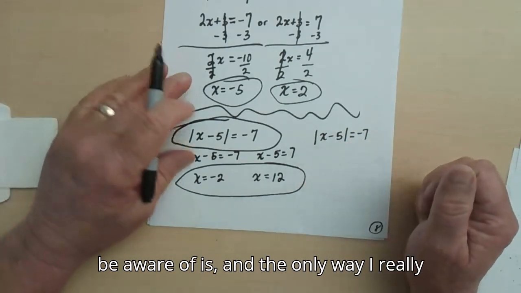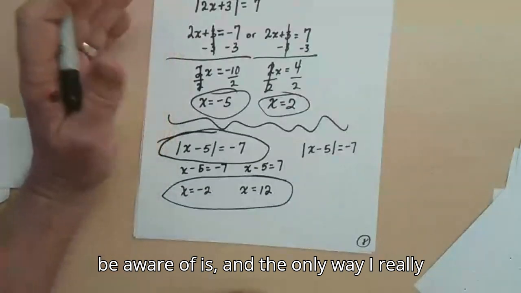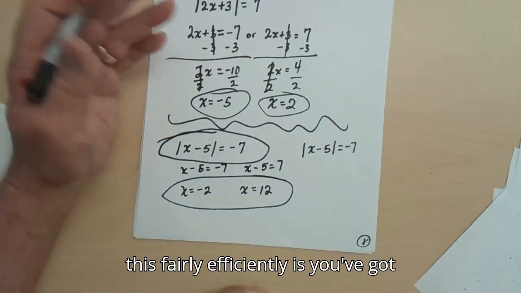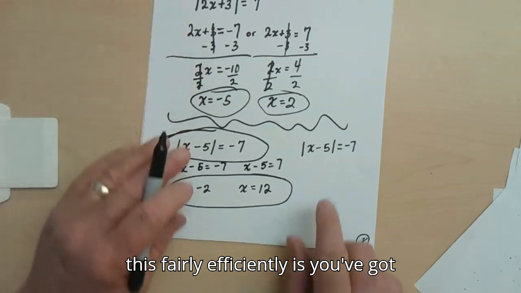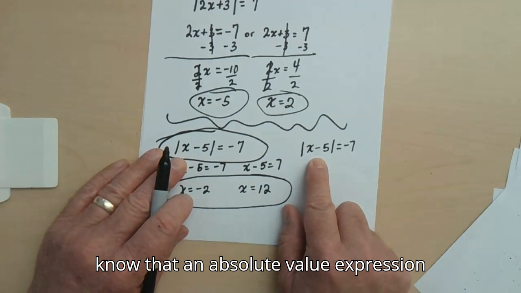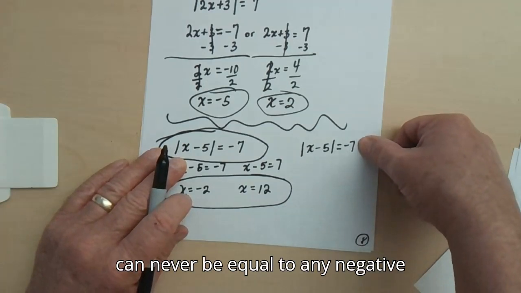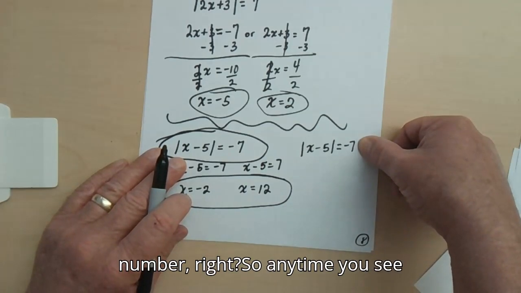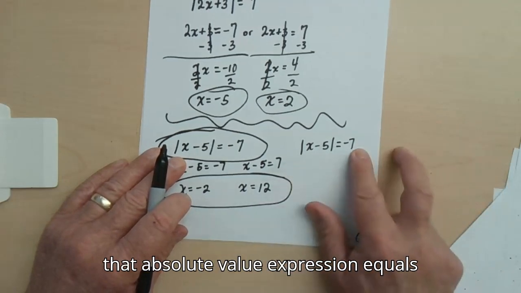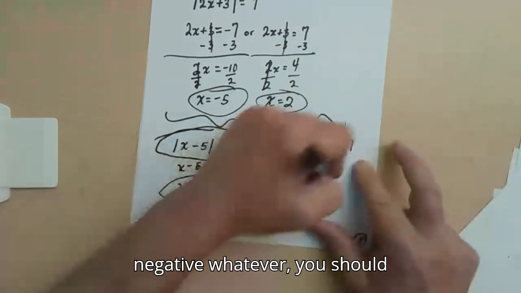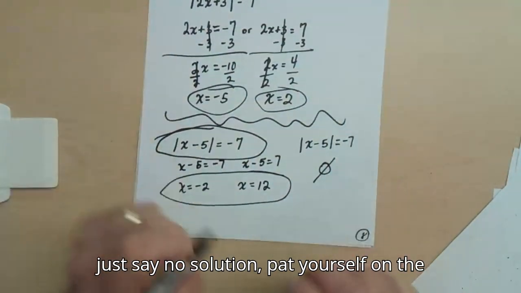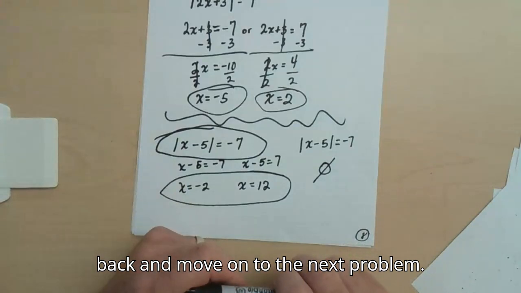What you've got to be aware of is, and the only way I really know for you to do this fairly efficiently is you've got to be paying attention, and you've got to know that an absolute value expression can never be equal to any negative number, right? So anytime you see that absolute value expression equals negative whatever, you should just say no solution, pat yourself on the back, and move on to the next problem.